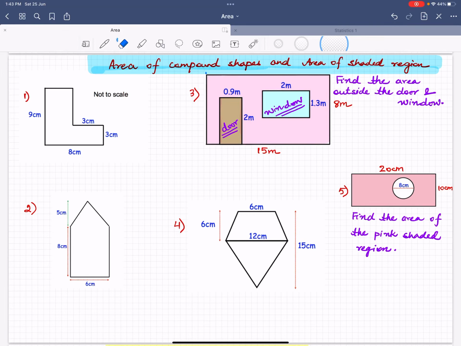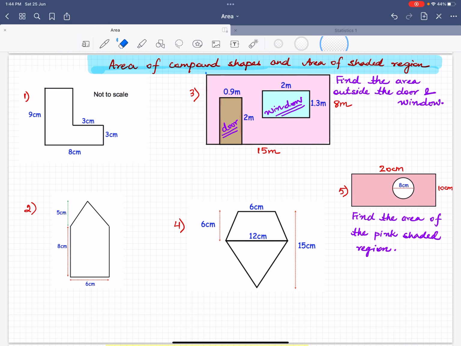Hello everyone, this is a request video on the topic area. In this video, we will discuss how to find the area of compound shapes and how to find area of shaded region. When one or more of the basic shapes are combined, we get a compound shape.